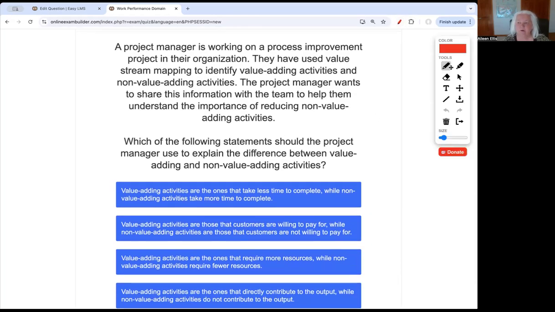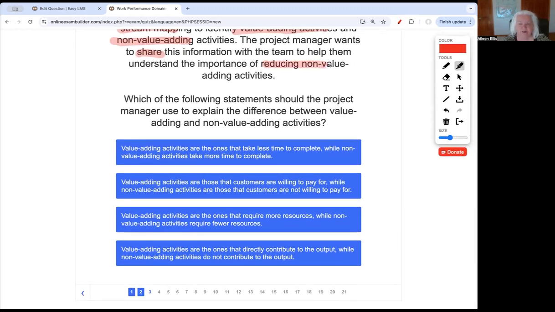Let's do one more sample question. A project manager is working on a process improvement project. They have used value stream mapping to identify value-added activities and non-value-added activities. We want to reduce non-value-added. Explain the difference. Let's look at A. Value-added activities are the ones that take less time to complete. No, it's not about time. A is wrong.